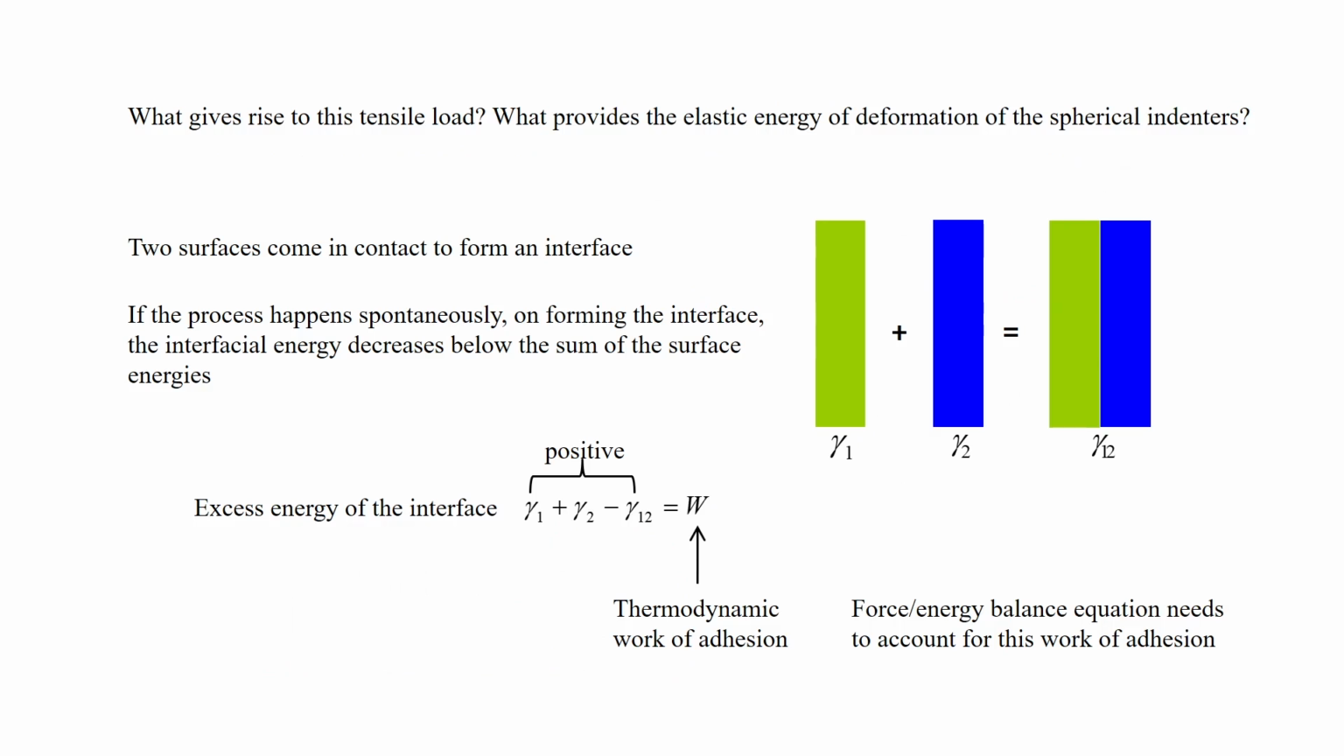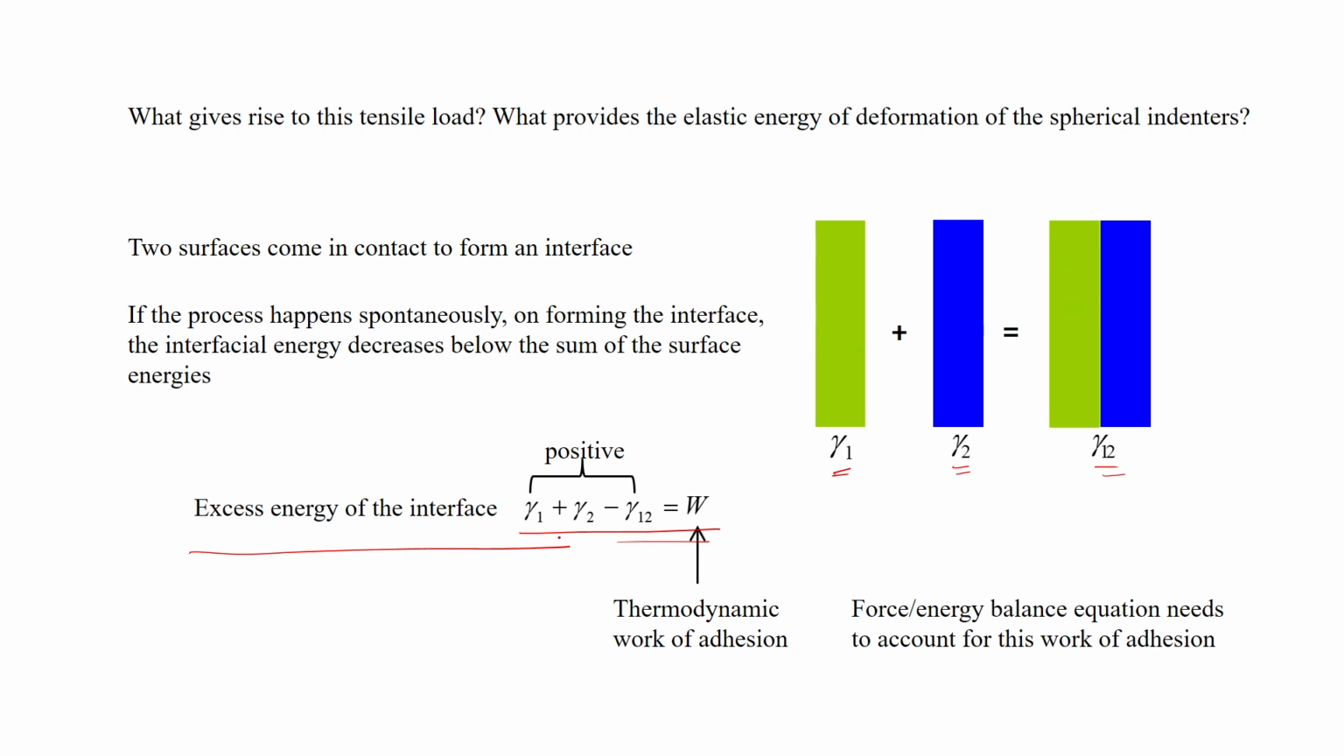So, it is something like this. You have one surface with surface energy gamma 1, another surface with surface energy gamma 2, and now you bring them together. So, you have the interfacial energy gamma 1 2. The excess energy, or the work of adhesion as it is called, is gamma 1 plus gamma 2 minus gamma 1 2, the thermodynamic work of adhesion. So, when you consider contact mechanics with adhesive interaction, we have to consider the effect of this particular energy. That is the crux of the matter here.